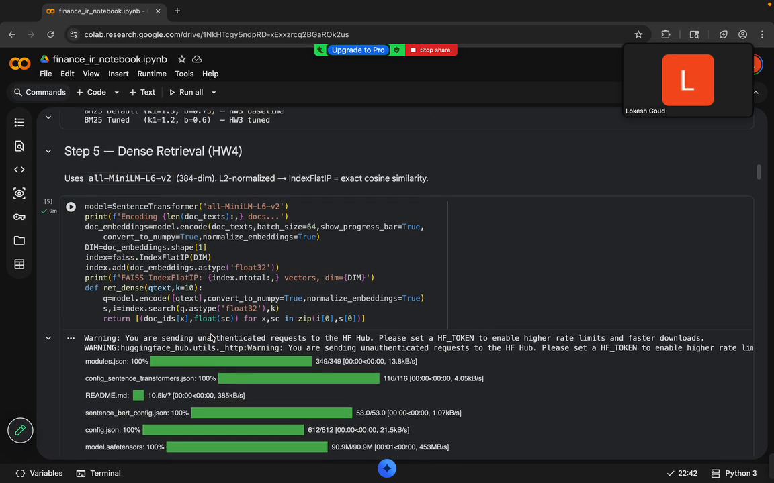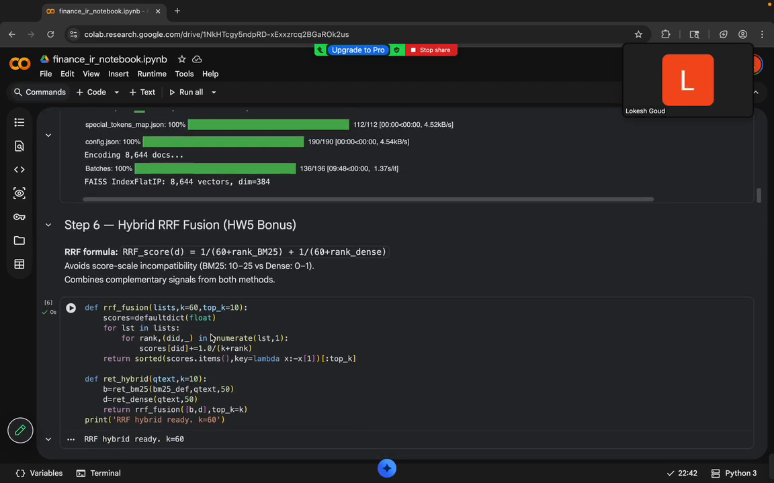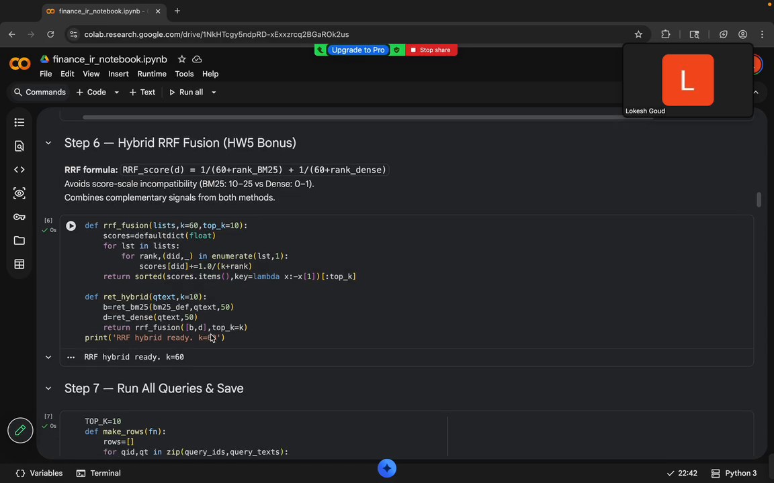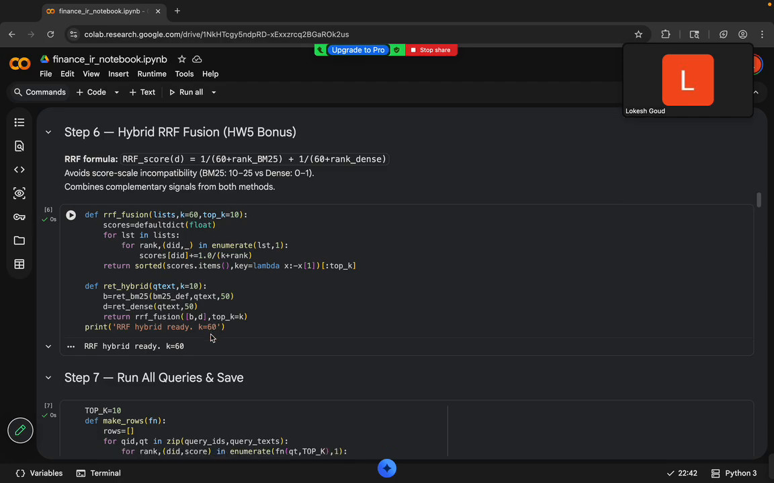Fourth, the bonus technique from homework 5, reciprocal rank fusion. The formula is RRF score equals the sum of 1 over 60 plus rank across both retrieval systems. This resolves the score scale problem. BM25 score ranges from 10 to 25, dense score from 0 to 1. RRF uses rank positions, so the scales don't matter.